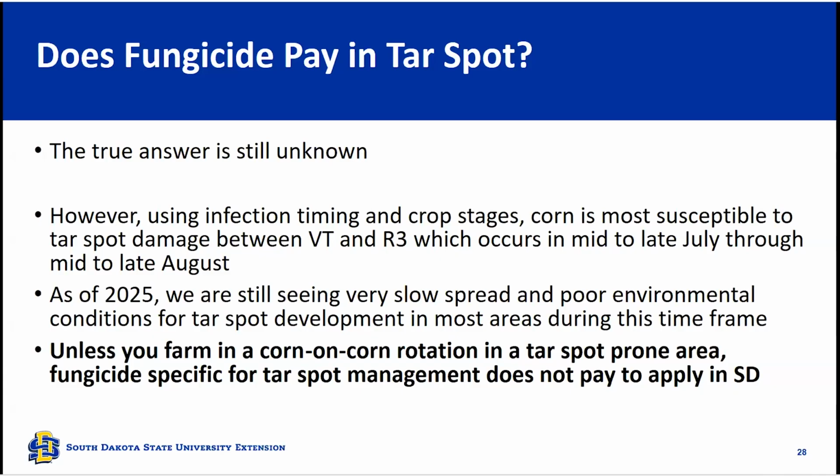Right now, it's still too early for us to definitively say that it does pay. But really want you to hone in on the timing. That VT to R3 is the optimal time. Take a look at the weather, what's happening out there, and the disease pressure. As of 2025, within our growing seasons and what we've seen with the disease, it's been a very slow growing, slow spreading disease, because our environment starts to become really hot and dry, and it needs a lot of moisture and humidity for this disease to really move.